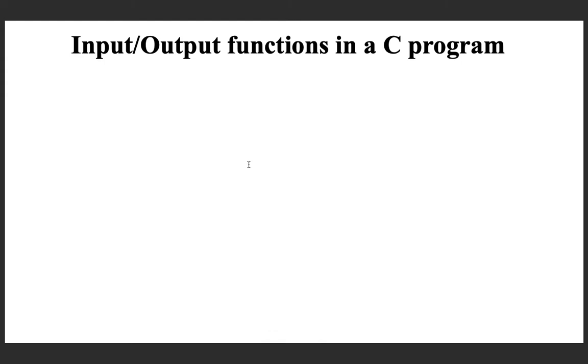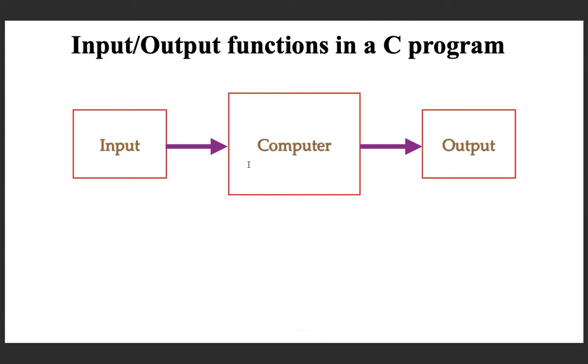Now let us try to understand input output functions in a C program. So you will be executing a C program in a computer. That program needs to read input from an input device, and later after computing the output, it needs to display the output using an output device.